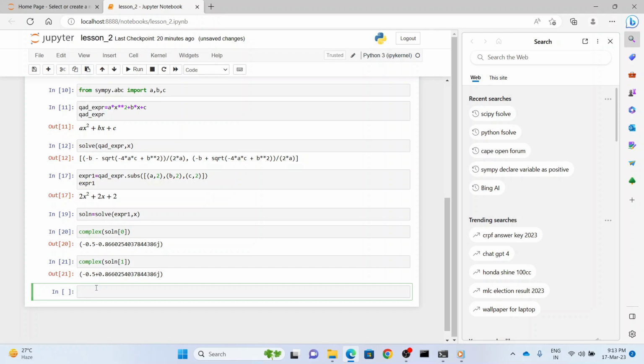So this was a brief introduction to the power of symbolic Python, that is, the computer algebra system of Python.